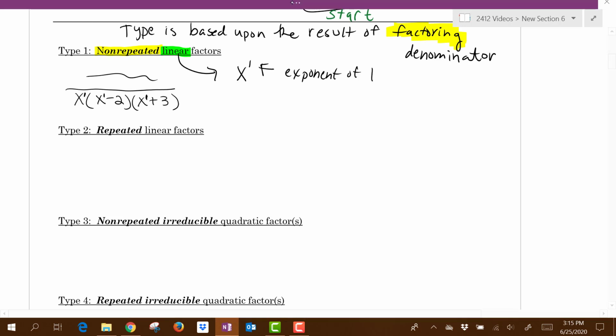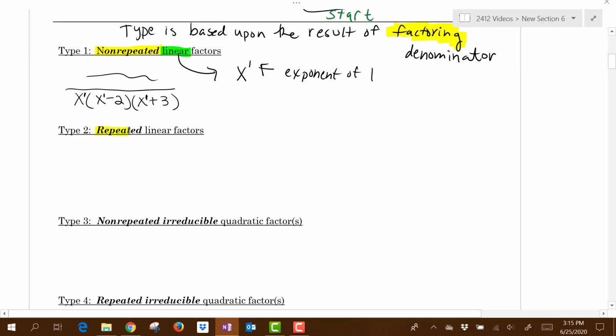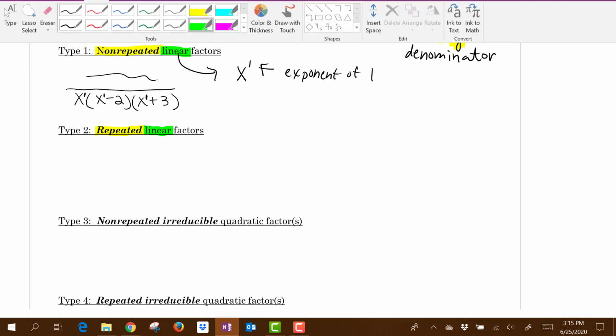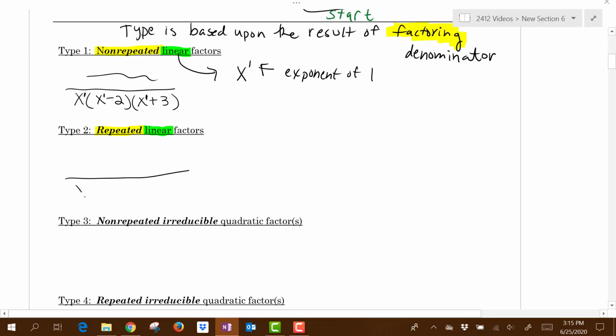Alright, so what do we mean when we say repeated linear factors? So repeated means that we have a factor there more than once. So it's used more than once, it's repeated. Okay, so for an example of that type of denominator, maybe I have something like x squared, x minus 2 cubed. So we notice that we have that x there twice. We have x minus 2 there 3 times. So the exponent actually changes how many times that linear factor appears. Let's say I have x plus 3, which is a linear factor, but maybe I have it there 5 times. So these would all be called repeated linear factors.